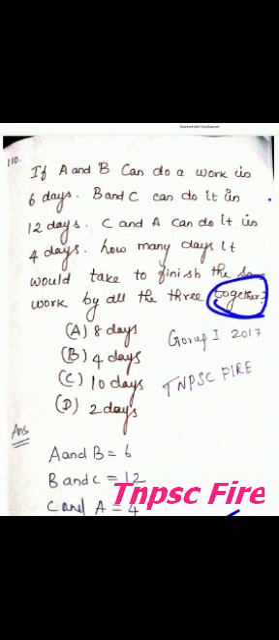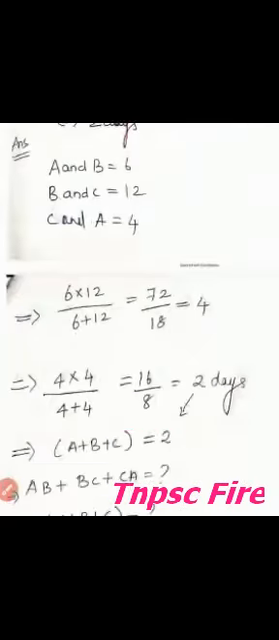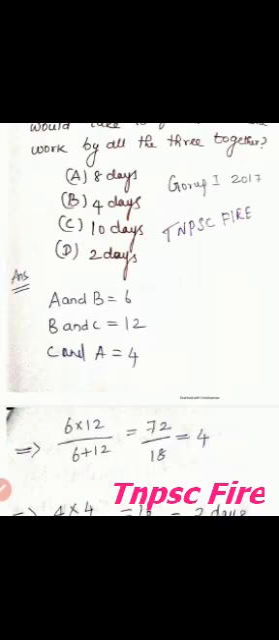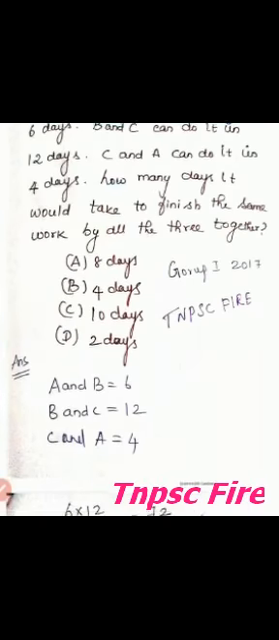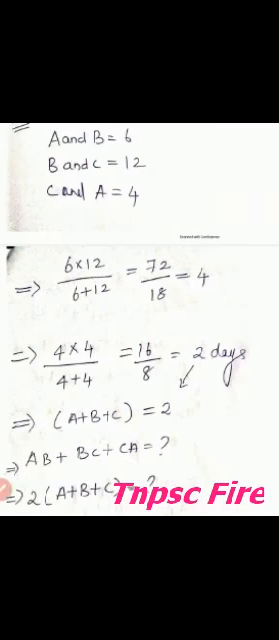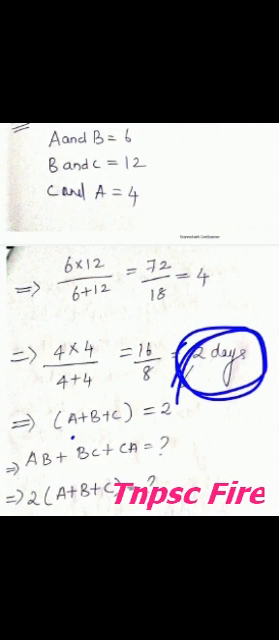Use the same tricks for this type of method. 4 into 4 divided by 4 plus 4 gives an answer of 2 days. They ask for A, B and C together, so we simplify the value. We take A plus B plus C equal to 2, the value we found.